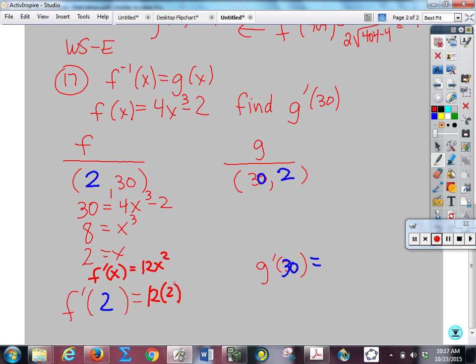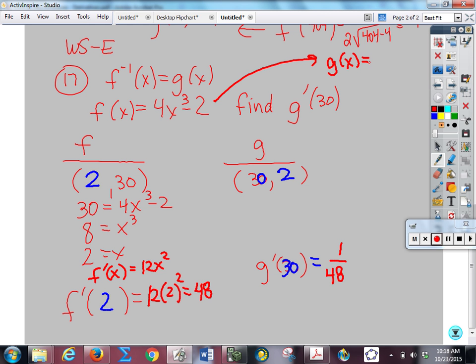Cosine square 48, so this one should be 1 over 48. Okay, before I let you guys work on homework, I want you to see the difference. I want you to come up here and do it the other way. Find what g of x equals, the inverse of this, find the derivative of that, and plug in 30, and see if you can get 1 over 48.